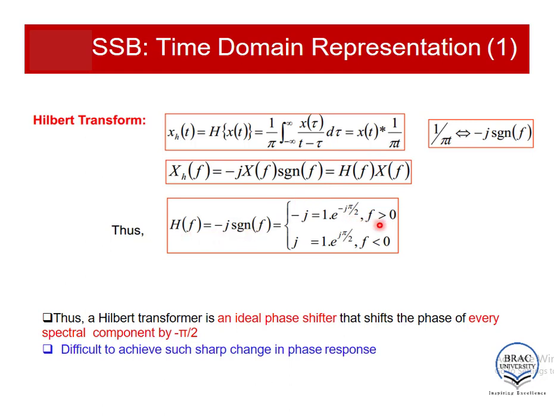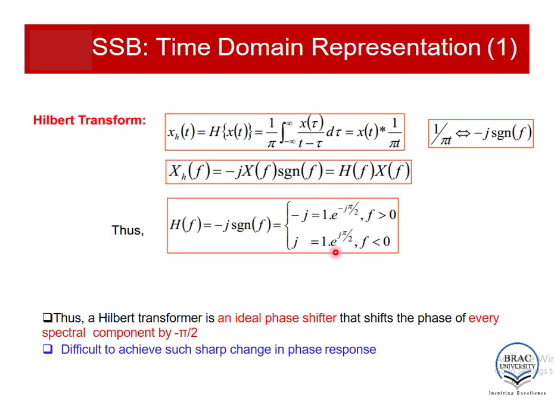We already know when f is greater than 0, or the frequency is positive, then sgn f is +1. So H(f) becomes minus j, and we can represent this minus j in polar coordinates as 1 times e to the power minus j pi by 2. When frequency is negative, sgn f is -1. So H(f) is minus j times -1, which is j. We can represent this in polar coordinates as 1 times e to the power j pi by 2.